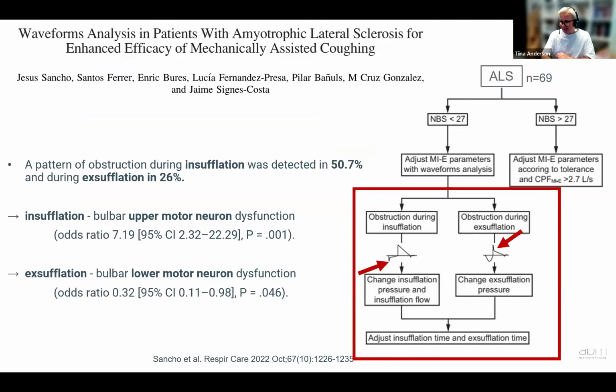Here is another study. It's from Valencia, Spain. It's a group of Jesus Sancho, who is a pulmonologist there, and they have a much bigger cohort than we do. They examined 69 patients with ALS. They didn't visualize the upper airways, but they were detecting waveforms from the MIE treatment.